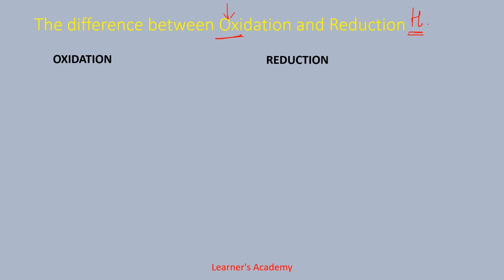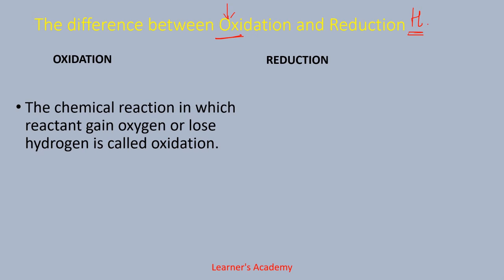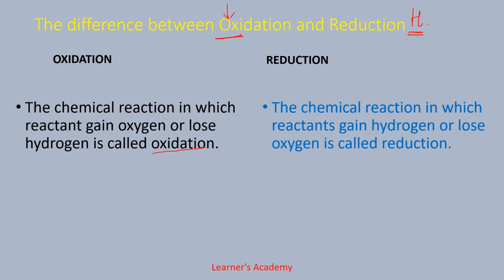Now let's have a quick review of the point-wise differences between oxidation and reduction. The chemical reaction in which a reactant gains oxygen or loses hydrogen is called oxidation. This is very important. On the other hand, the chemical reaction in which a reactant gains hydrogen or loses oxygen is called reduction. It also gains electron.